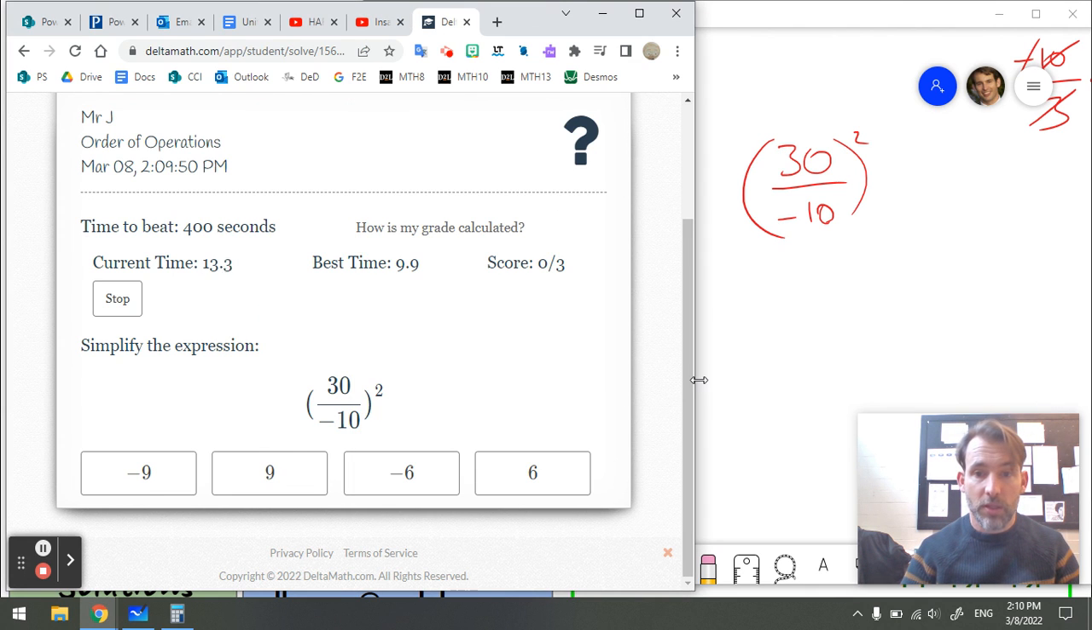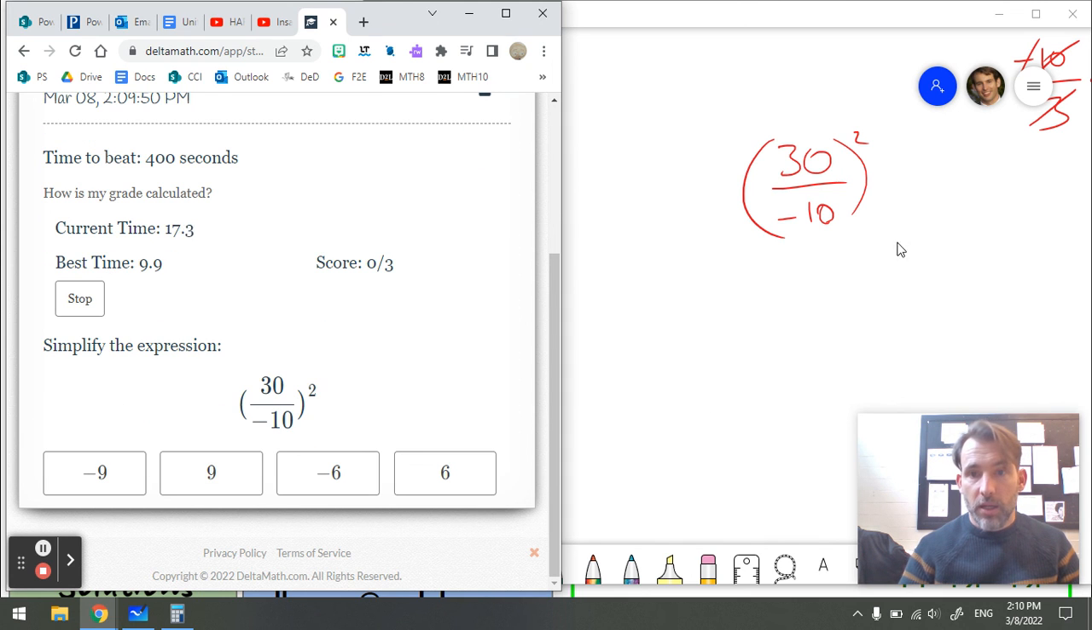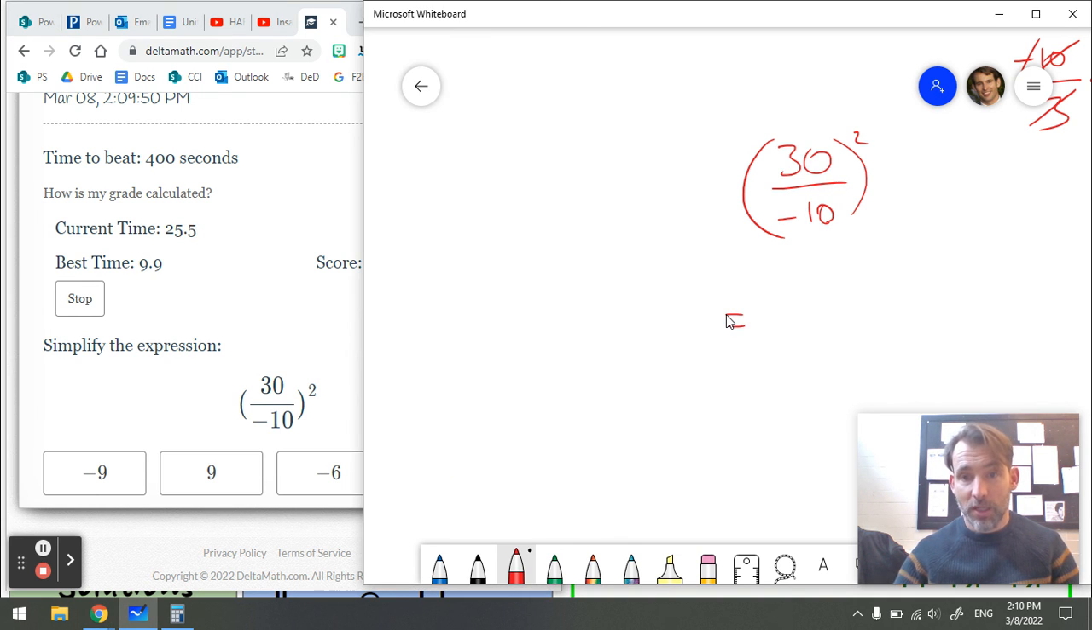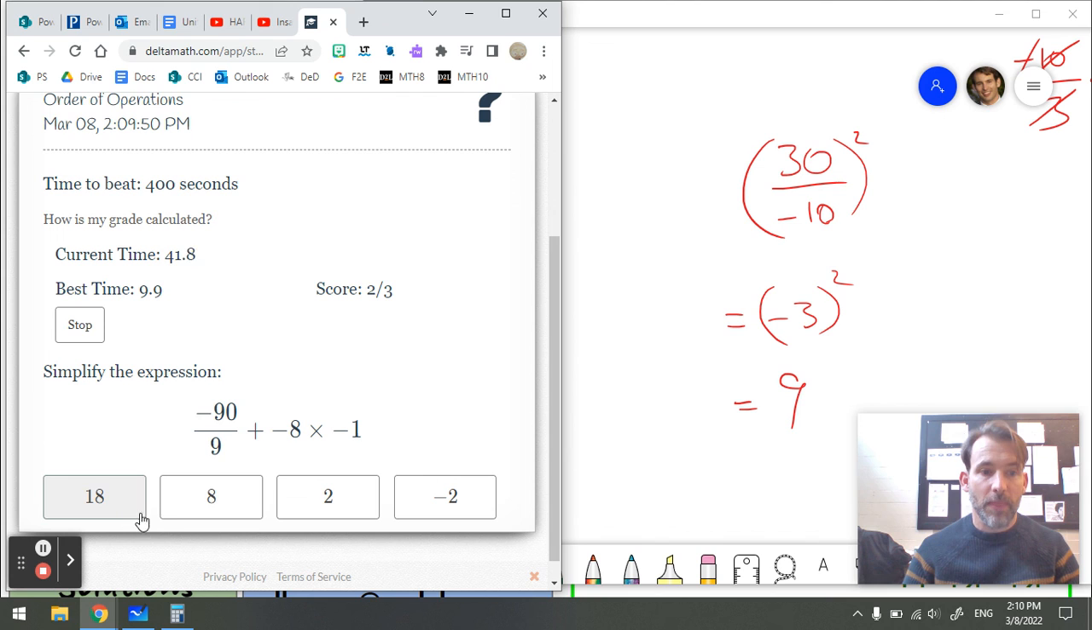Yeah, so let's just shrink that a bit there. So what I do here is brackets first. So that means do this division even before that exponent. So that would be equal to negative 3 squared, which is equal to negative 3 times negative 3, which is 9. Positive 9. Okay, here, 2 plus negative 6 squared. Let's do the negative 6 squared first. Is 36. 36 minus 2, 34.